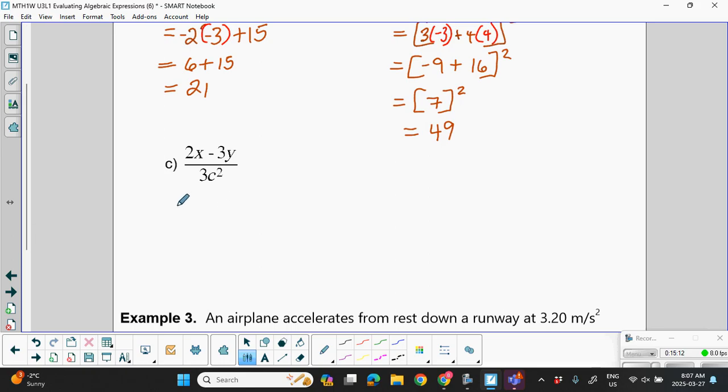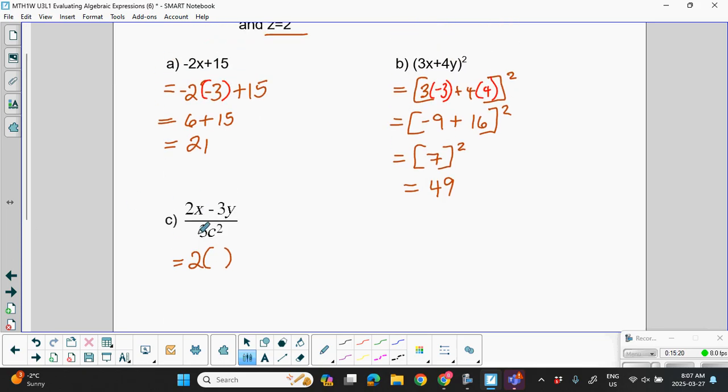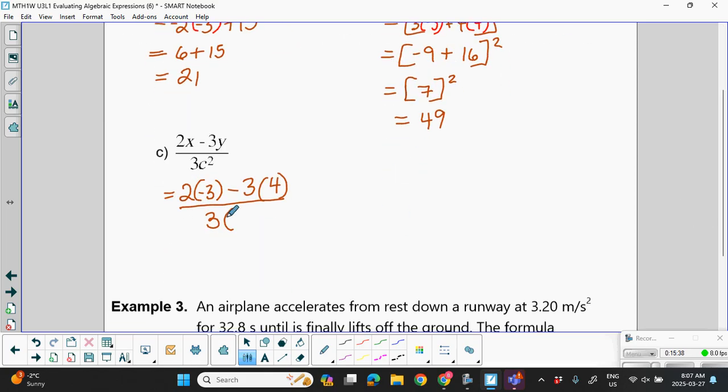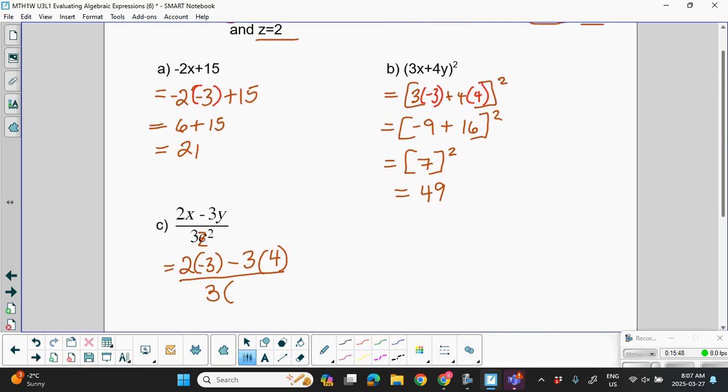And finally, here's another one. Where the x is, I'm putting a bracket. It's going to be 2 times whatever the x value is, which is negative 3. And then the y value here is 4. And this time we're going to divide by 3 times c squared. We haven't used c yet, so c is the number 2. Oh, we don't have any c's. I'm pretty sure this should say z. So I'll put a z there. And back up so I can see, what did I say? It's 2.